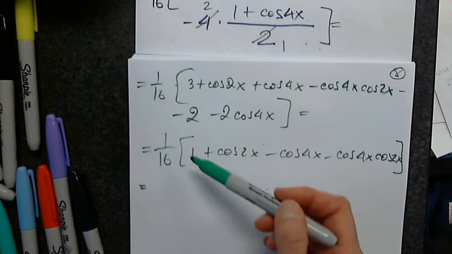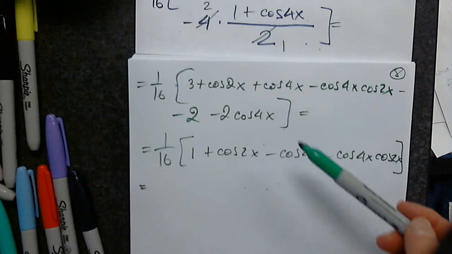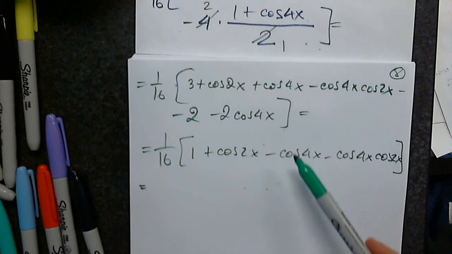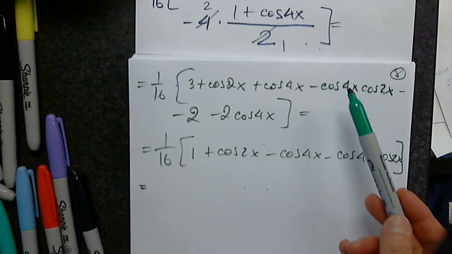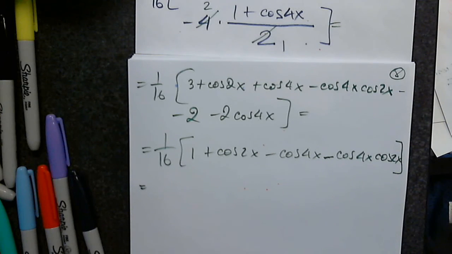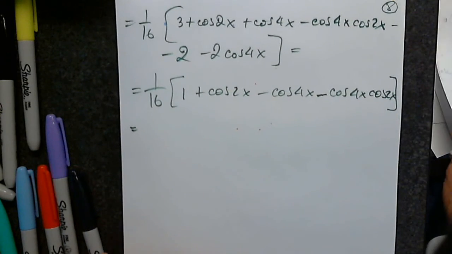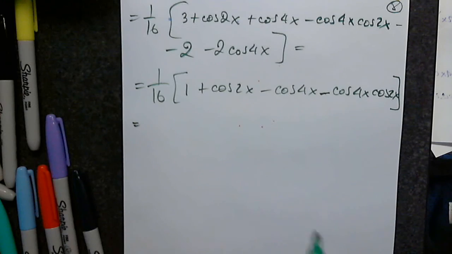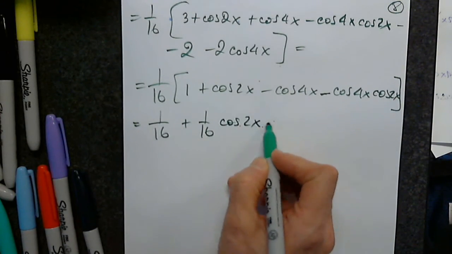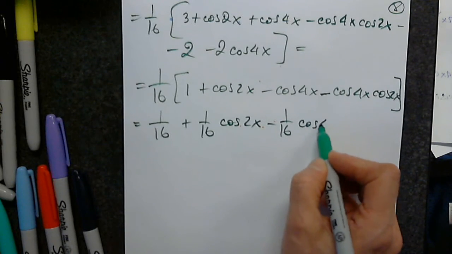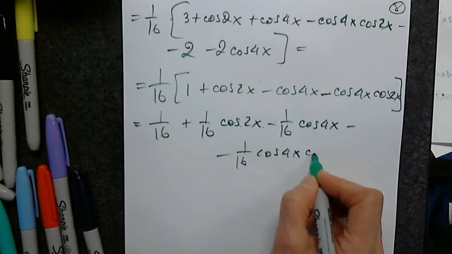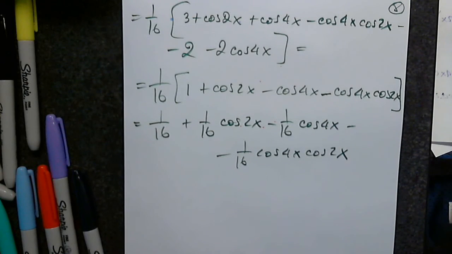So I'm checking now. I have 1 here. I have cosine. These two now can be combined like terms. That's why I have negative cosine 4x. And this is the last one. And finally, I can distribute 1 over 16, which patiently waited outside. 1 over 16 plus 1 over 16 cosine twice x minus 1 over 16 cosine 4x minus 1 over 16 cosine 4x cosine twice x.